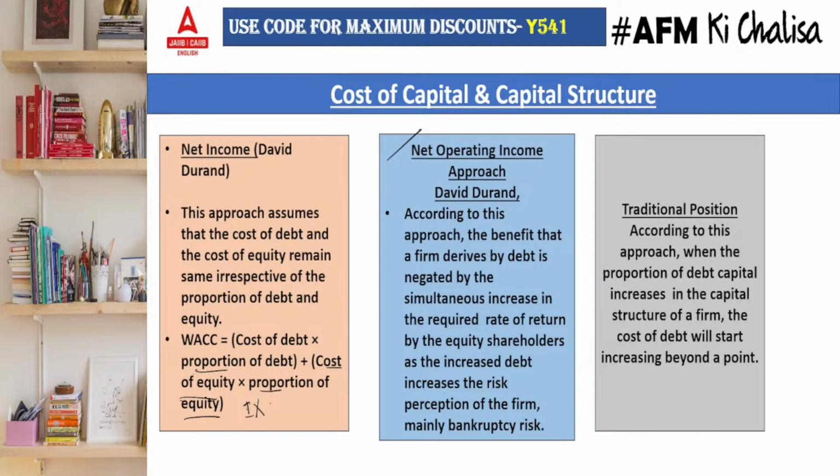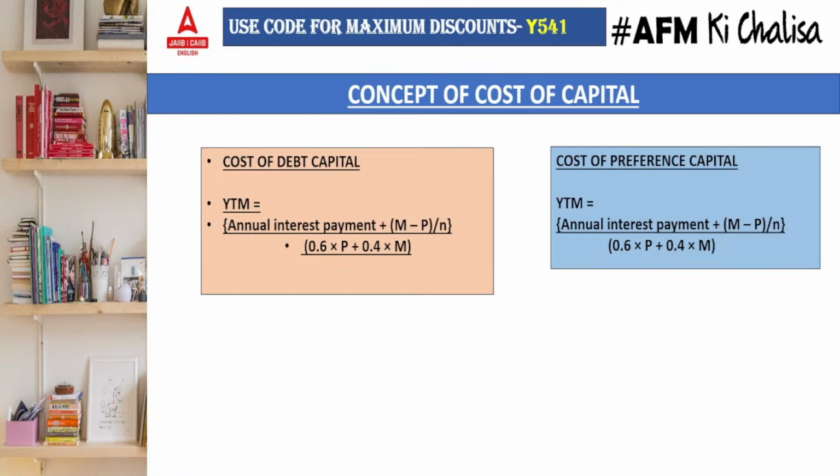When we define these different approaches, these are based upon what? The capital structure is the portion that is given by the owner himself, or the money that he is taking from others. That is the debt. So debt and equity are defined under these approaches. The next part is the concept of cost of debt and equity.